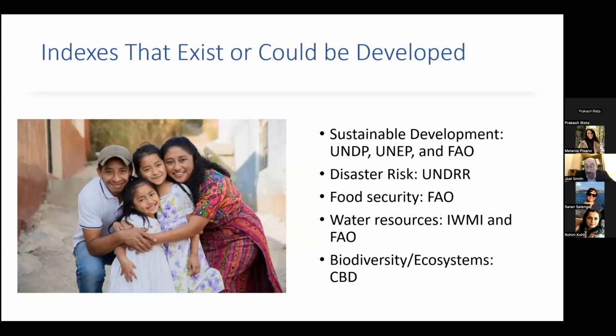And then finally, as I mentioned, the Convention on Biological Diversity is developing biodiversity and ecosystem measures or metrics, and we would suggest that they combine them in a way to develop indices. And I should mention that the Global Burden of Disease, by the way, in terms of indices, already is an index, and it's already been applied to look at the effects of climate change on health. So which is exactly what we'd like to see.